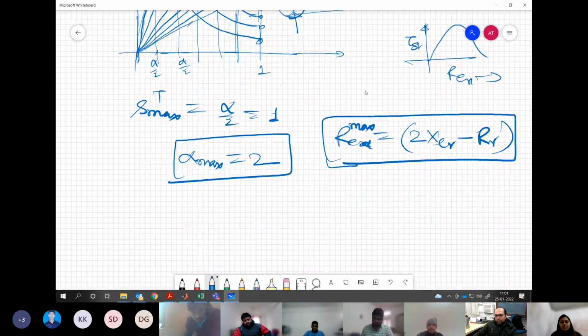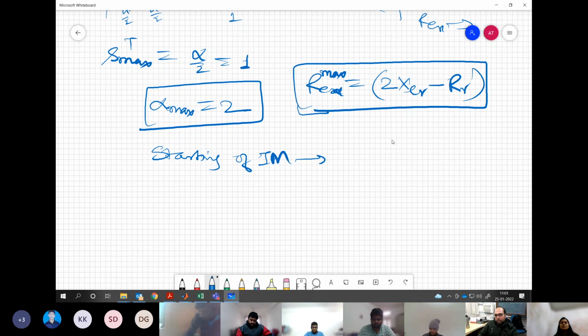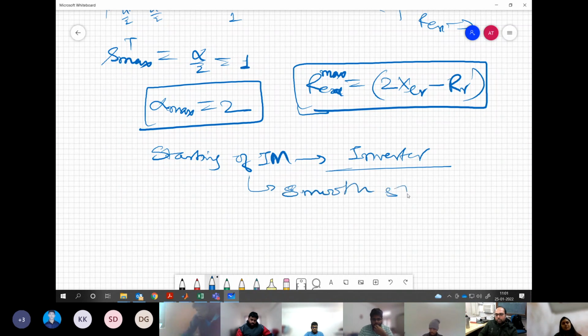Now tomorrow we will discuss a little more about the starting of the induction motor and going towards the need for an inverter or the methods to have a smooth start. Fine.